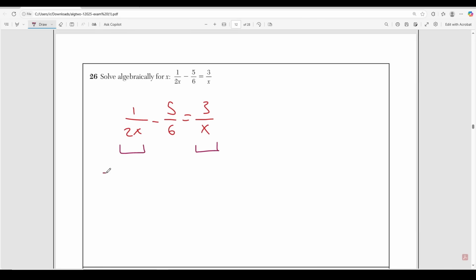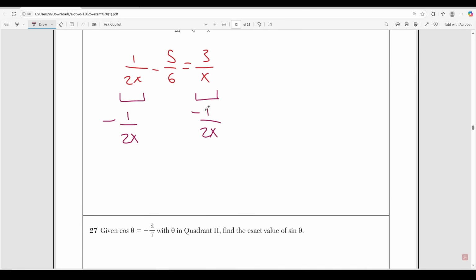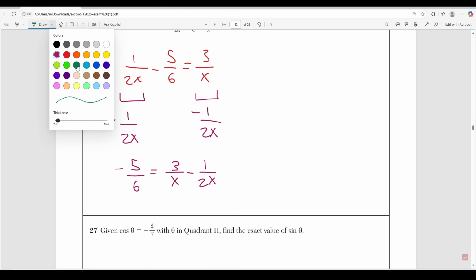And in this case, I'm just going to subtract both sides by 1 over 2x, because I want my x to be on my right side, right? So now what I'm left with is negative 5 over 6 is equal to 3 over x minus 1 over 2x, okay? And here's the thing, right? Whenever you're subtracting fractions, you need to make sure that they have the same denominator, okay? Or the lowest common denominator.